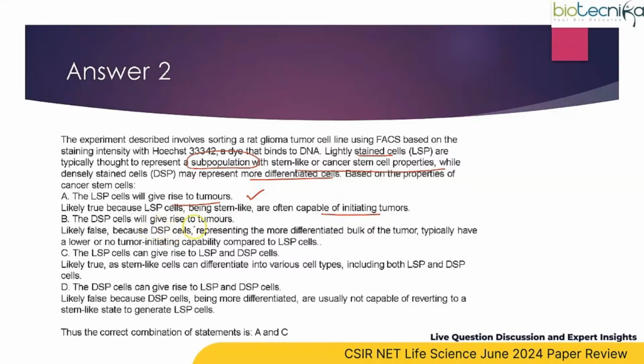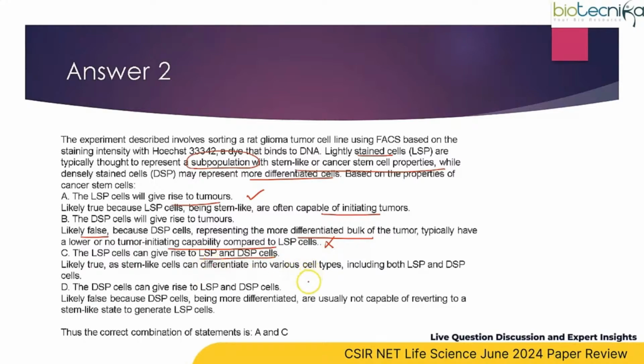DSP cells, it says, give rise to tumors. This is likely false because they are more differentiated, so they have a lower or no tumor initiating capability compared to LSP. So B is incorrect. C, the LSP can give rise to LSP and DSP cells. This is also likely true because they have stem cell like properties.